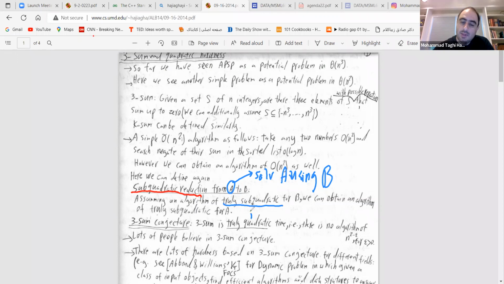Truly subquadratic means n to the 2 minus epsilon for some constant epsilon greater than 0.